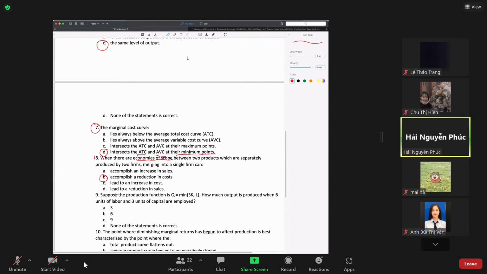Now number 9. We have a production function, which is a Leontief production function. And they ask you how much output is produced when we have 6 units of labor and 3 units of capital. B, 6. That's correct.